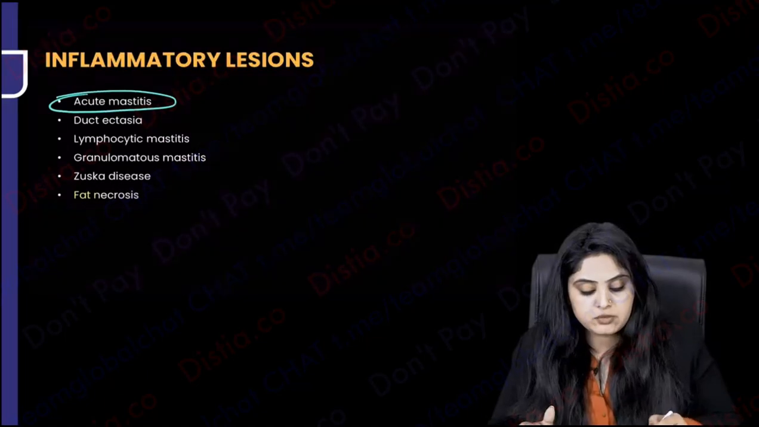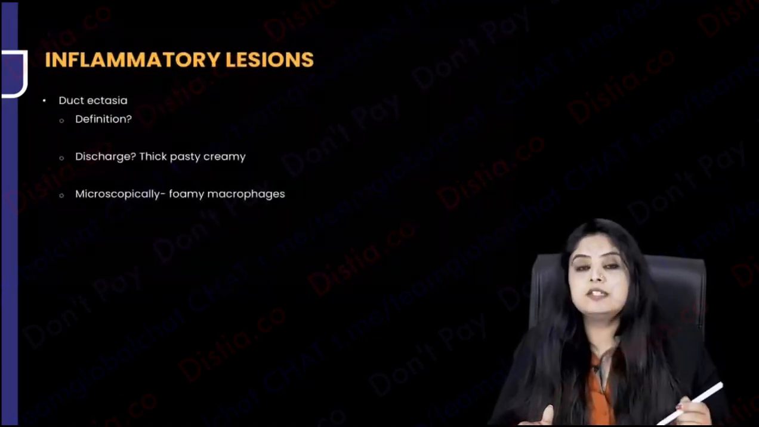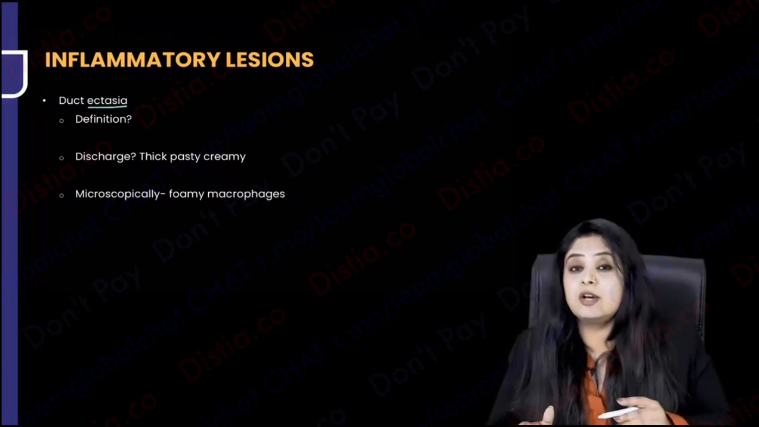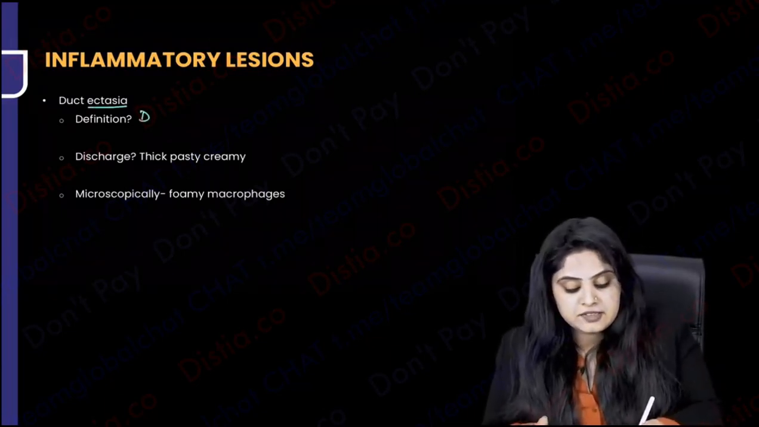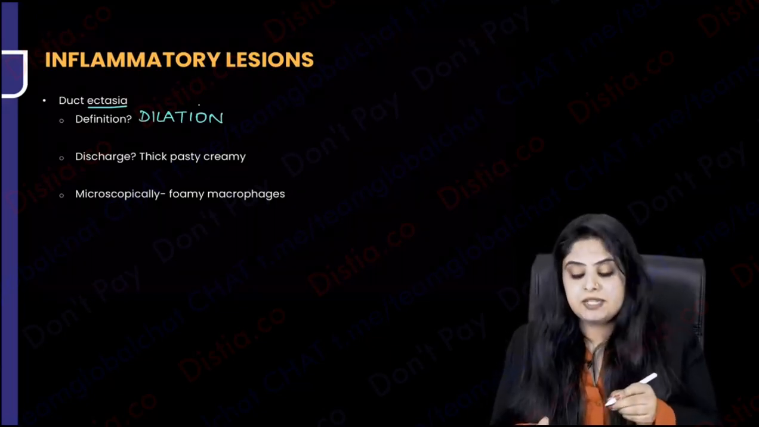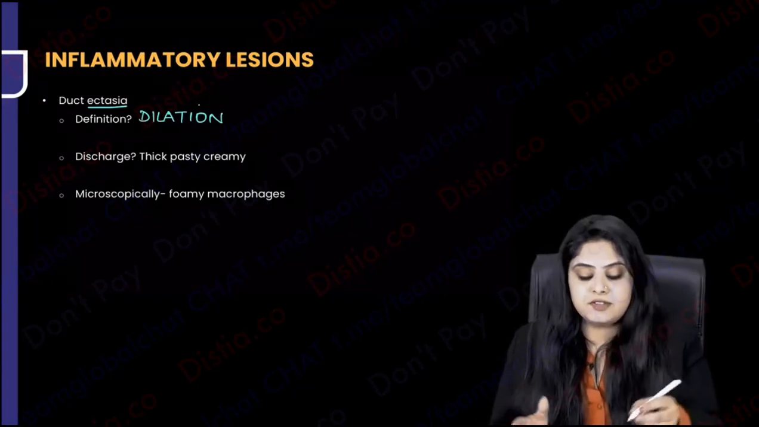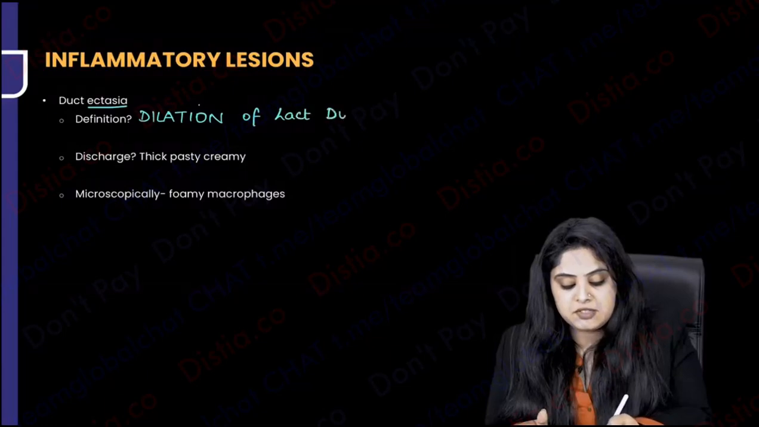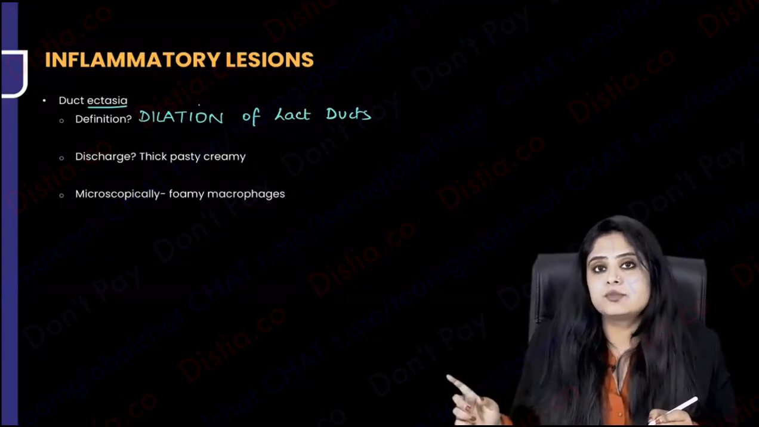Now we move on to the next one, and that is going to be duct ectasia. First you need to understand the meaning, starting with duct ectasia. What is the meaning of the word ectasia? Now ectasia, used anywhere in pathology, medicine, surgery, by default will mean dilation. That means if I say duct over here, whose duct? Lactiferous duct, mammary duct. So there is a dilation of the lactiferous ducts that you're seeing over here. If I had said bile duct ectasia, this means the bile duct was getting dilated.